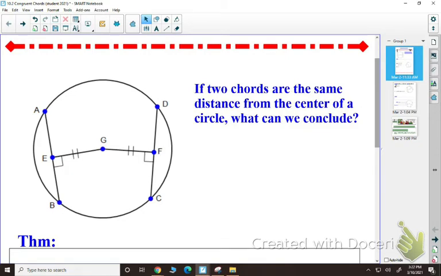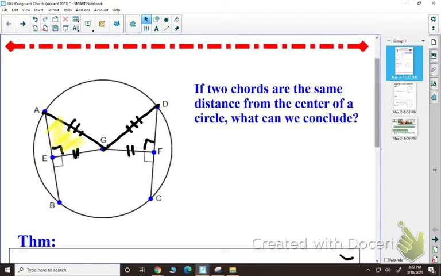If I look at this picture on the left, if the two chords are the same distance from the center of a circle, what can we conclude? Looking at the picture, I know that GE and GF are congruent because they have the tick marks to show that. So what does that mean? Well, we're in the same circle, so I could draw in radii from DG and AG, and all radii of a circle are congruent.